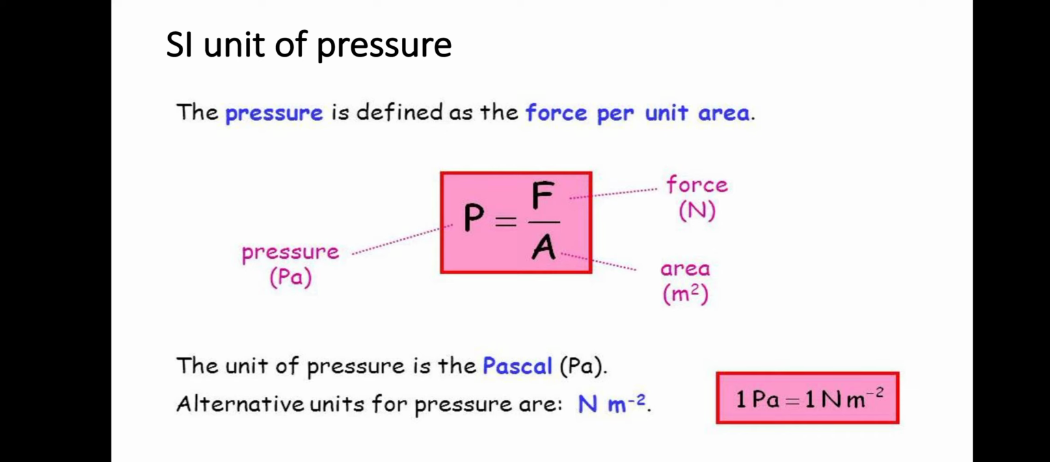The SI unit of pressure. Pressure is defined as force per unit area. So we can write it as pressure. Its unit is Pascal, that is denoted by Pa, which will be equal to force, whose SI unit is Newton, upon area, whose SI unit is meter square. Thus, the SI unit of pressure is Pascal, which is equal to Newton per meter square.